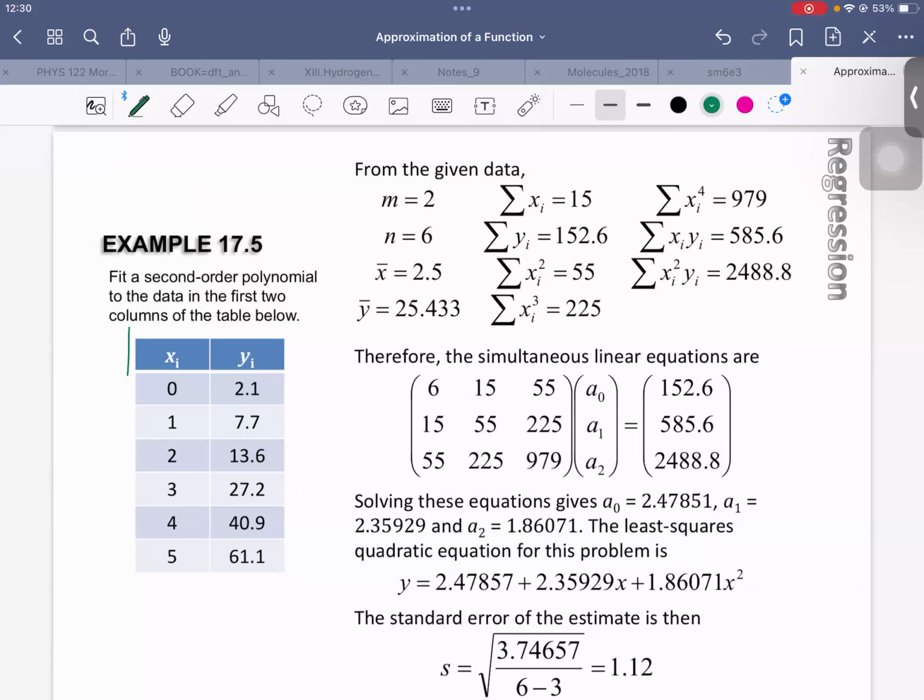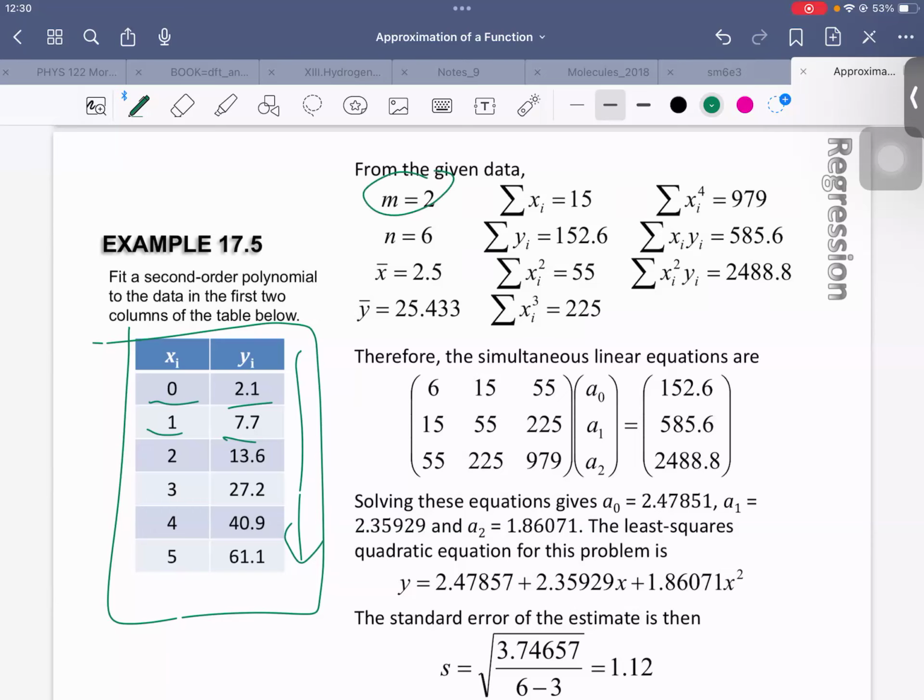data, okay? So you assume that this has a second order relationship. Of course, you can plot this first to see actually, but you can have a rudimentary estimate. For example, if x is 0, 2.1, 1, and then 7.7. As you can see, it's not simply linear. It looks like it increases, but not too much like exponential. So now you calculate. So m is 2 because it is a second degree polynomial. N is 6 because you have how many data? 1, 2, 3, 4, 5, 6. So this is n. Okay?